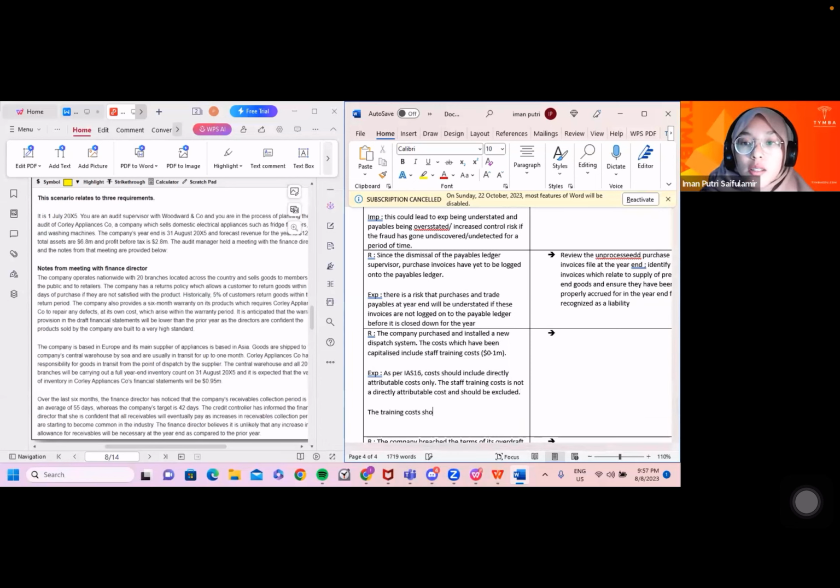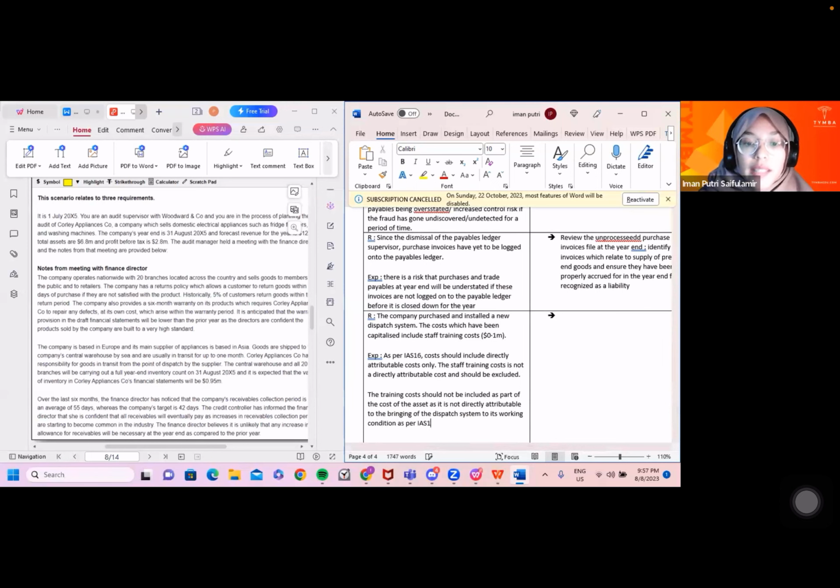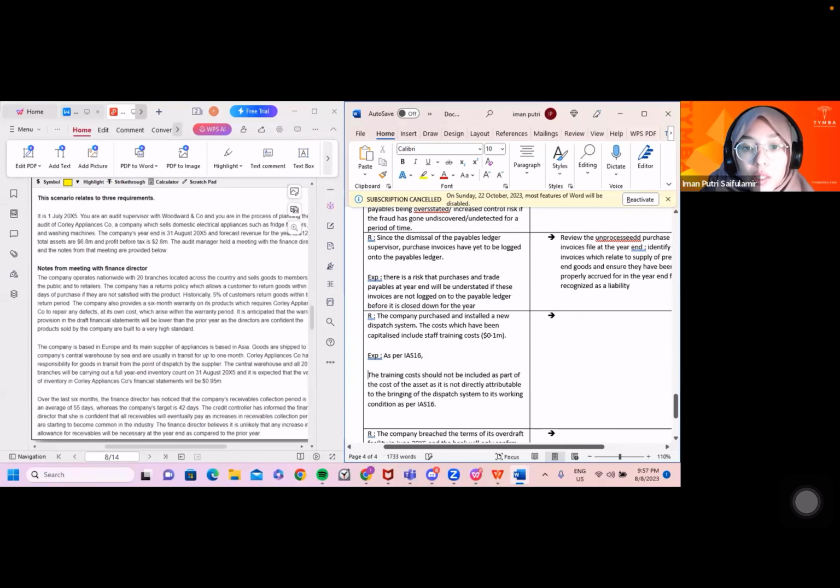The training cost should not be included as part of the cost of the asset, as it is not directly attributable to the bringing of the dispatch system to its working condition as per IAS 16. So maybe this is how you guys can word your sentence better.